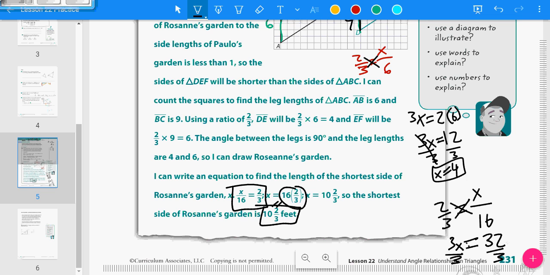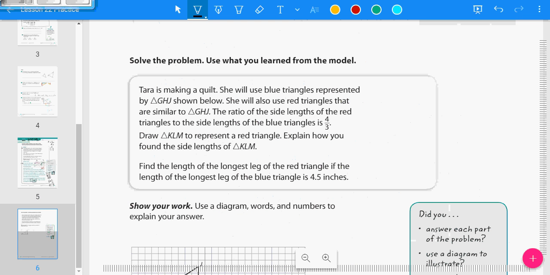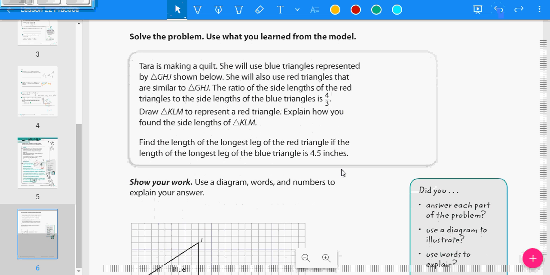So what I'd like you to do on the second page here is read through the problem. It's very similar. You're just doing one on your own. It's a very similar situation, but a different ratio, slightly different situation. So let's read it through together and get you started.